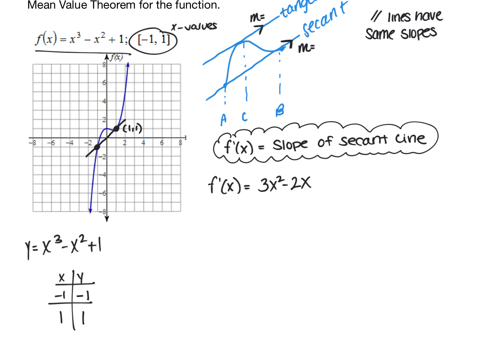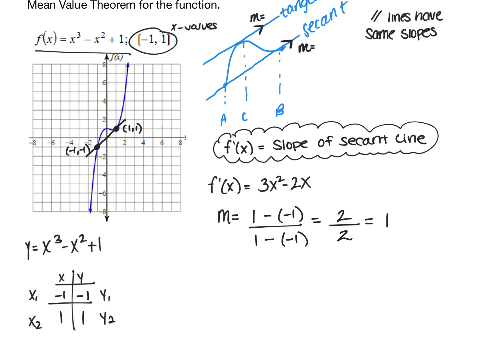Here's the point 1, 1, here's the point -1, negative 1. So if I want to find the slope, m, if we call this x1, y1, x2, y2, slope is y2 minus y1 over x2 minus x1. So negative 1, 1 minus negative 1 is 2, double negative here. So 2 divided by 2 is 1.